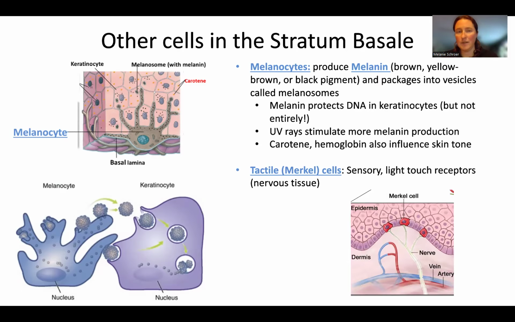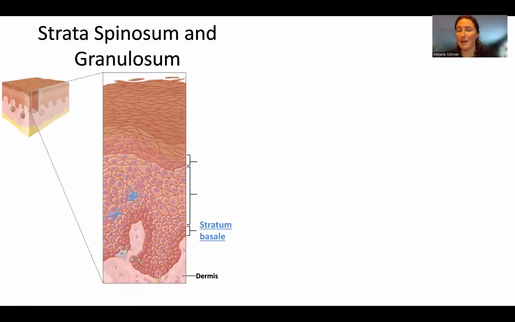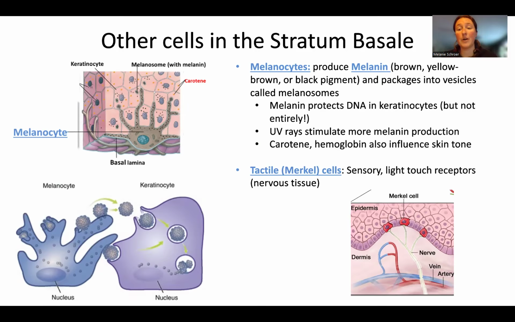The other type of cells that are found in the stratum basal are part of the nervous system. So this is actually nervous tissue. Here we see the epidermis with all of those epithelial cells. This purple layer down here is the stratum basal, and embedded within the stratum basal are these little tactile cells. Formerly, they were called Merkel cells, named after the guy that discovered them, described them, whatever.